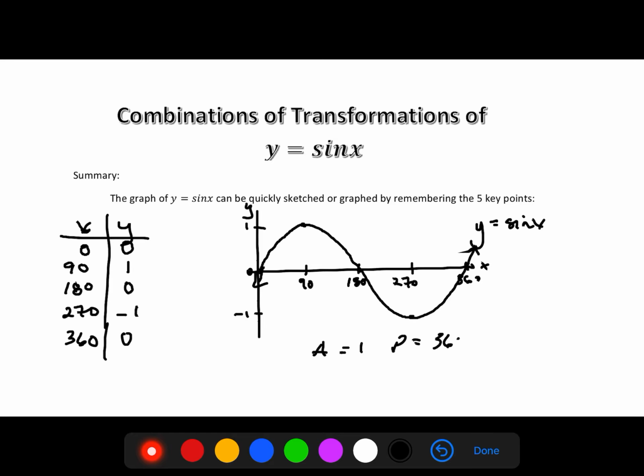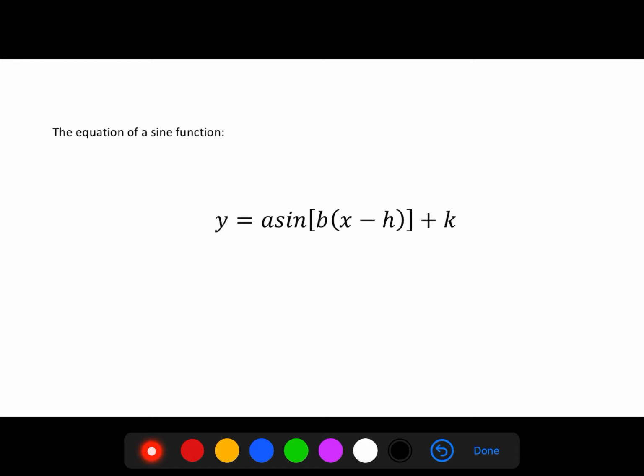And we can remember our base properties. Amplitude is 1, period is 360 degrees, max is 1, and min is -1. So we want to keep all that in mind when we are looking at our transformations. So when we have the equation of a sine function, we know that the a value is a stretch or compression vertically. So this is going to change our amplitude. It's also going to change our max and min.